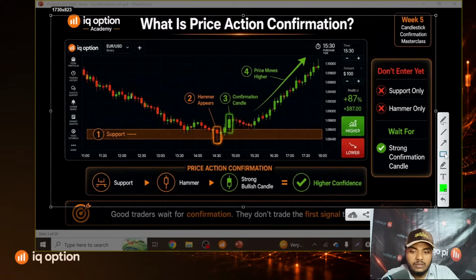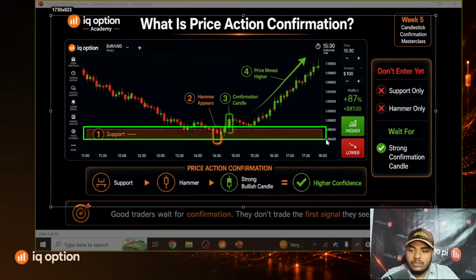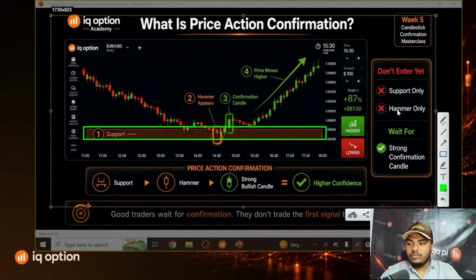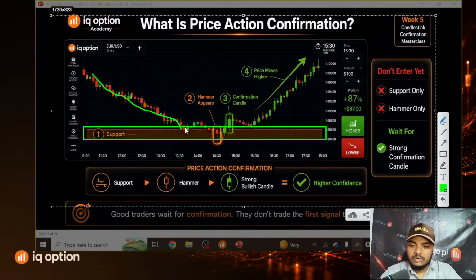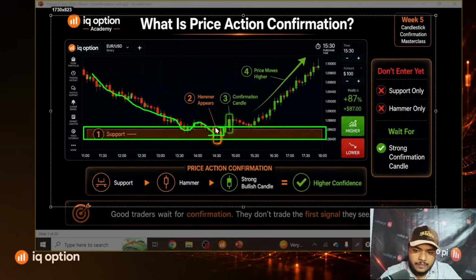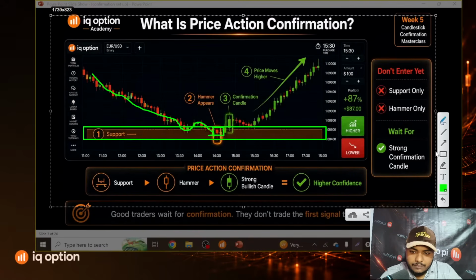Like here, it is a good support area. In this support area, we found sellers exactly close at this area. They tried a little, but at the end they gave us a good bearish hammer candle here. If you see, it is a good bearish hammer candle. A bearish hammer also indicates buyers' pressure. In our previous webinar, we talked about this briefly. So after this webinar, you can watch it too.